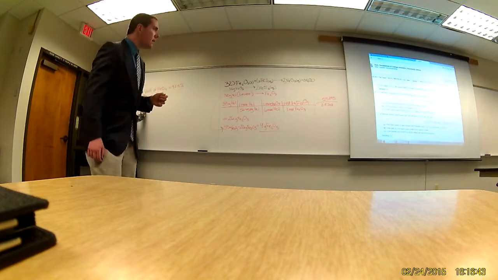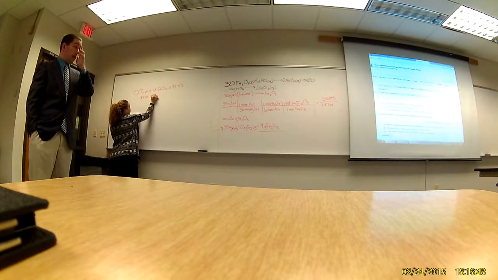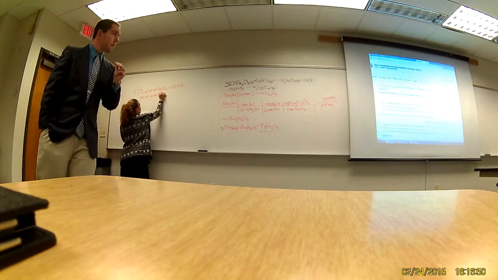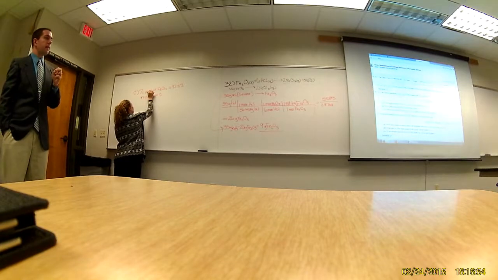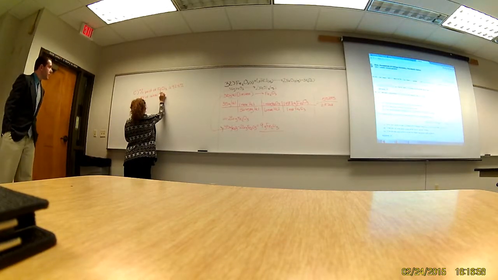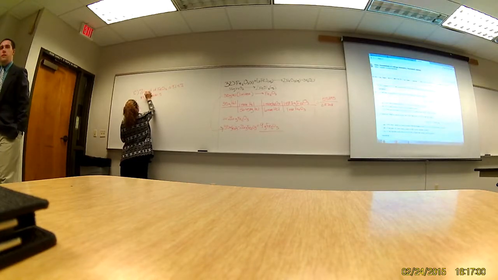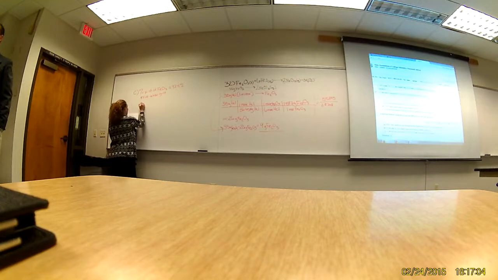And then C is asking us what is the percent yield. It says what is the actual yield in grams if the percent yield is 92.5. So what is the equation for percent yield? Actual divided by theoretical.